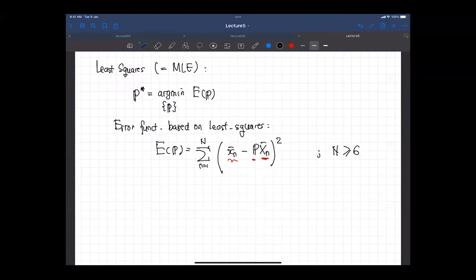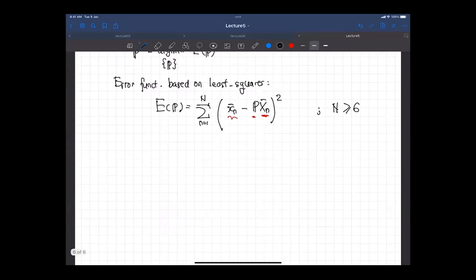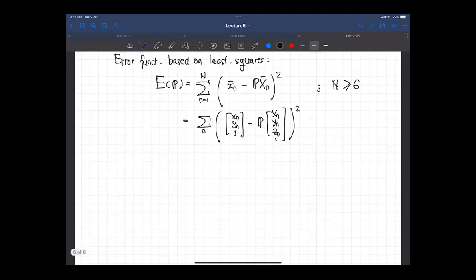So can we solve this problem? How can we solve this problem? So let's look at this. This equation means the sum over n, you have x_n, y_n, 1, minus the projection P multiplied by capital X_n, Y_n, Z_n, and 1. That's what you need to do. So if you try to solve this problem, then you have to do this.